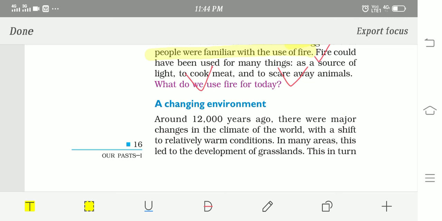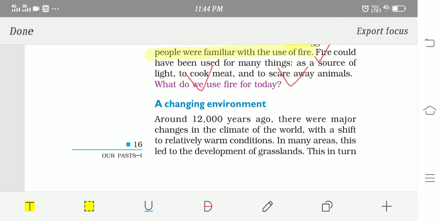Well, now a changing environment. There are evidences that because of the change of environment in the atmosphere of the earth, people migrated from one place to another. Like we have heard about the Stone Age, we have heard about the Ice Age also. So all these things affected humans as well as animals also.